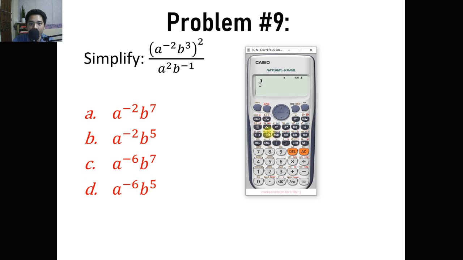So we have quantity alpha A raised to negative 2. Then we have alpha B cubed. Then quantity squared all over alpha A squared, and then we have alpha B raised to negative 1. So again, insert values or calculate values for A and B. We'll be using 2 for A and 3 for B. So calculate, the value of A is 2 and B is 3. So our value is 2187 all over 64.